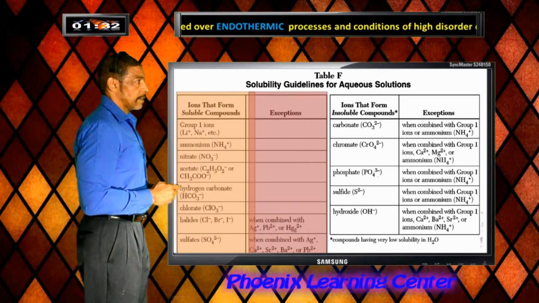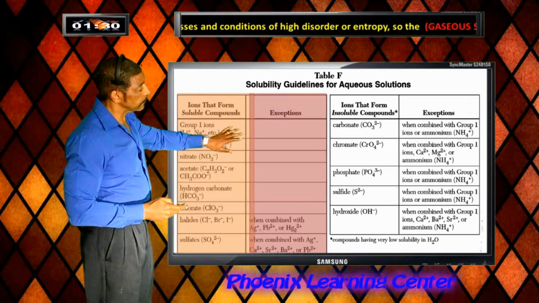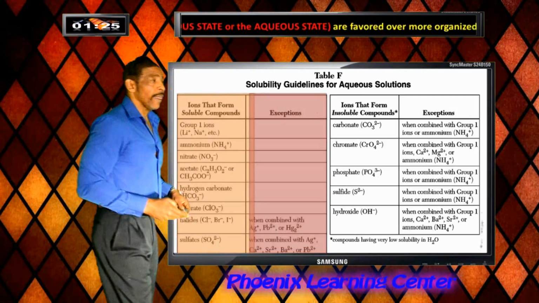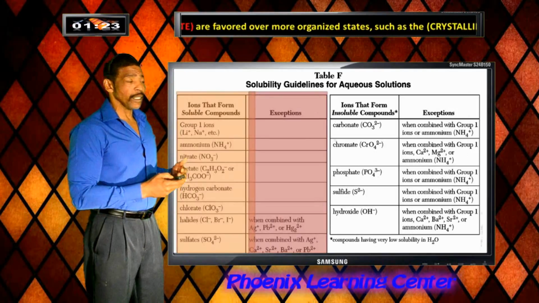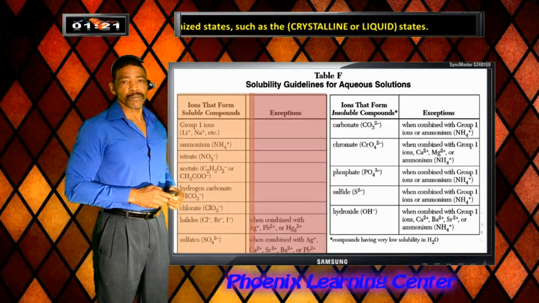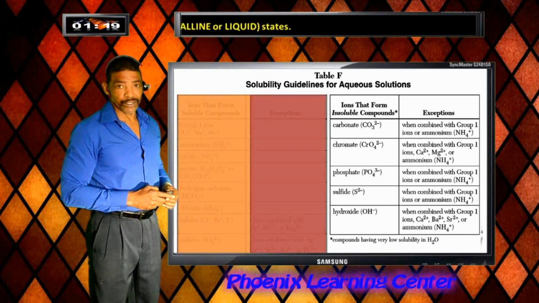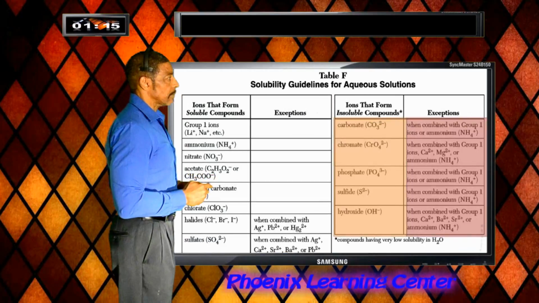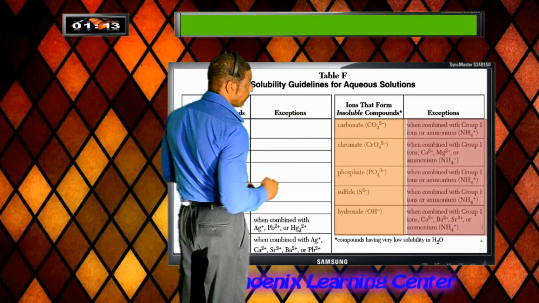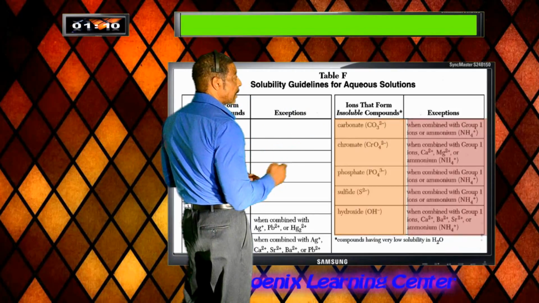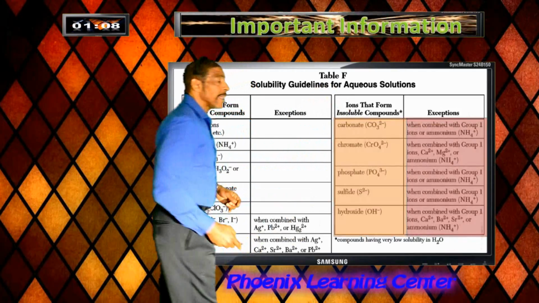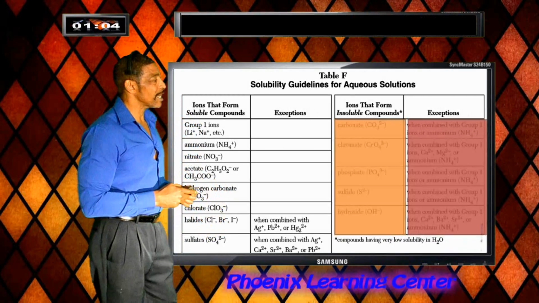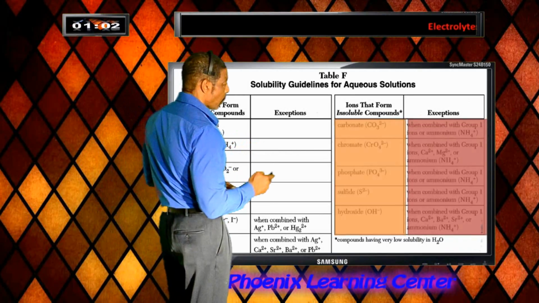If a compound contains an ion from the soluble side of table F and an ion in the exceptions column, then that compound will be the opposite of soluble, which means the compound will be insoluble in water. And if a compound contains an ion from the insoluble side of table F and an ion in the exceptions column, then the compound will be the opposite of insoluble, so the compound will be water soluble.